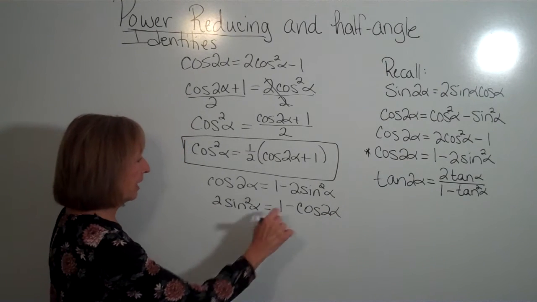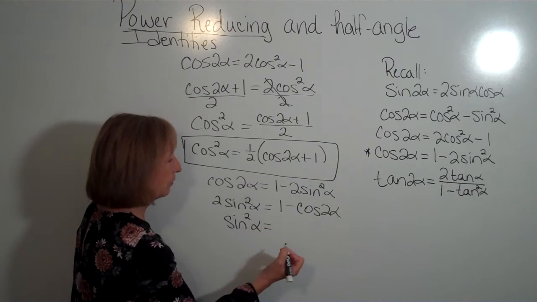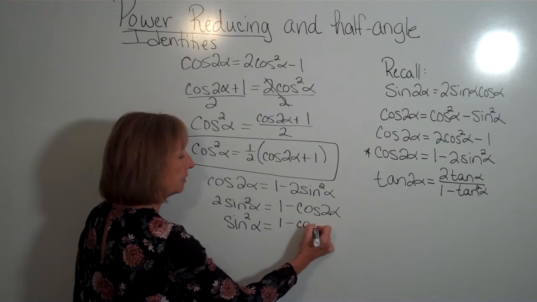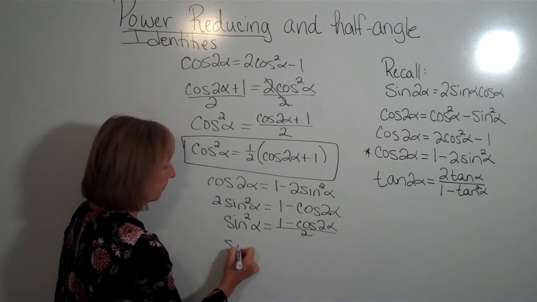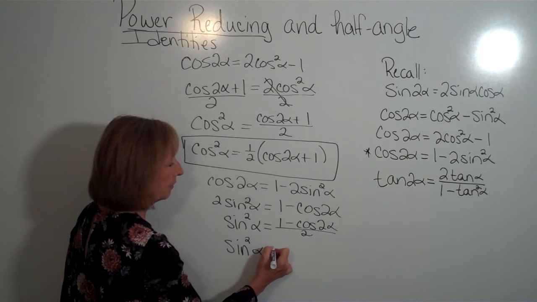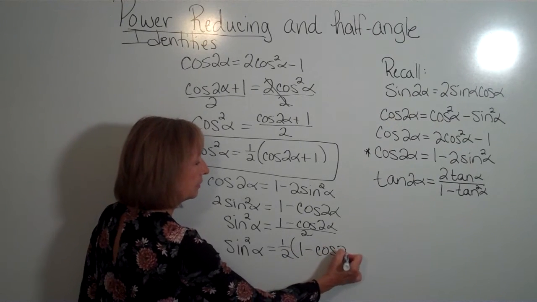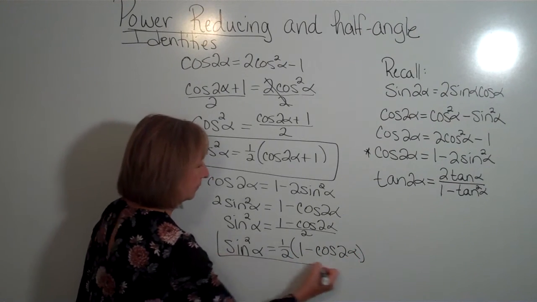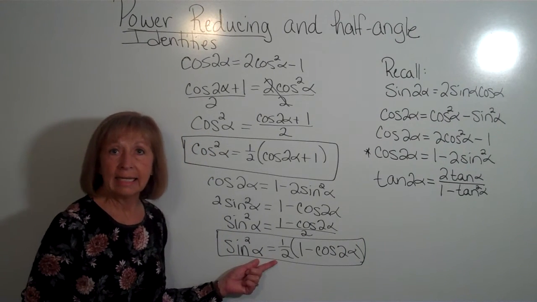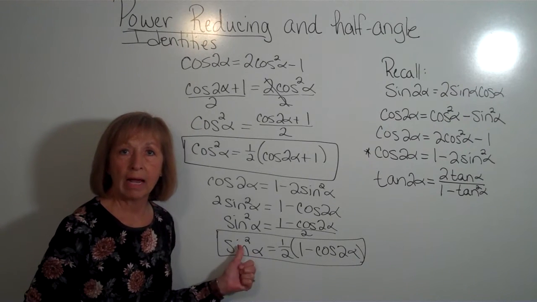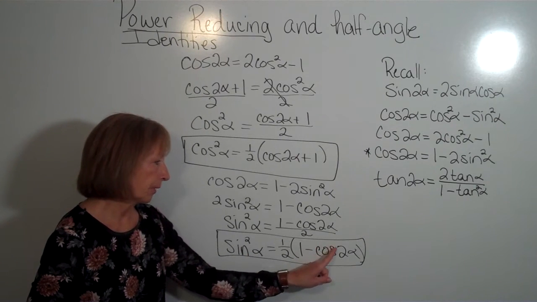And then divide both sides by 2, I get sine squared alpha is equal to, I can write it as 1 minus the cosine of 2 alpha, all divided by 2, or sine squared alpha, I can replace it with 1/2 times the quantity 1 minus cosine 2 alpha. And then again, it lets me take and reduce the power on the sine function from a squared power down to a 1st degree power.